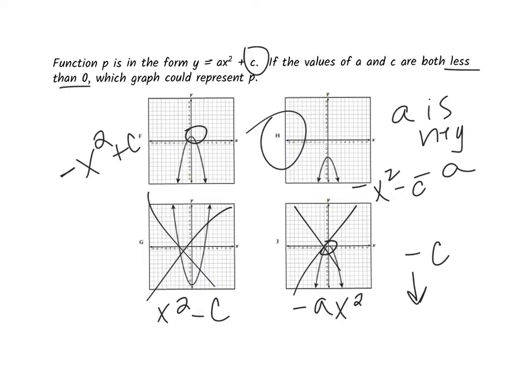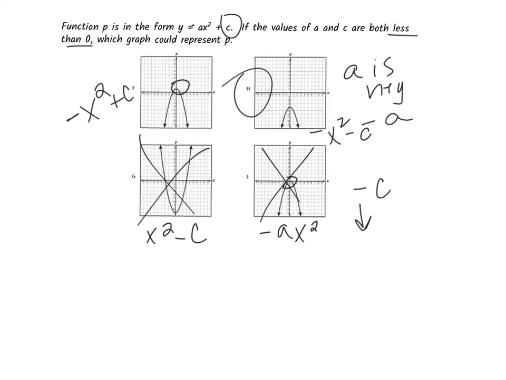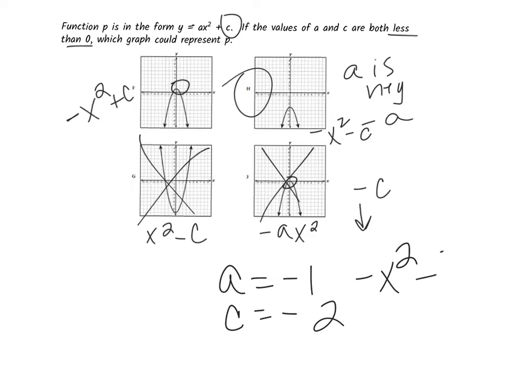Okay, so let's go see how Desmos might help us do this. So first of all, before I go to that screen, let's pick values for a and c. I'm going to make a equal -1. And I'm going to make c equal, just because I don't want to use the same number again, sometimes it matters, -2. So I'm going to go graph negative x squared minus 2 and see which one of these graphs it would look most like.